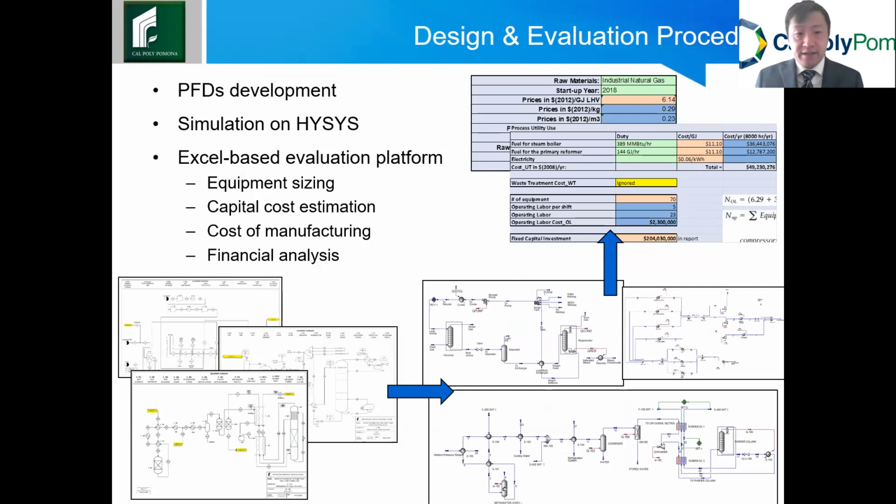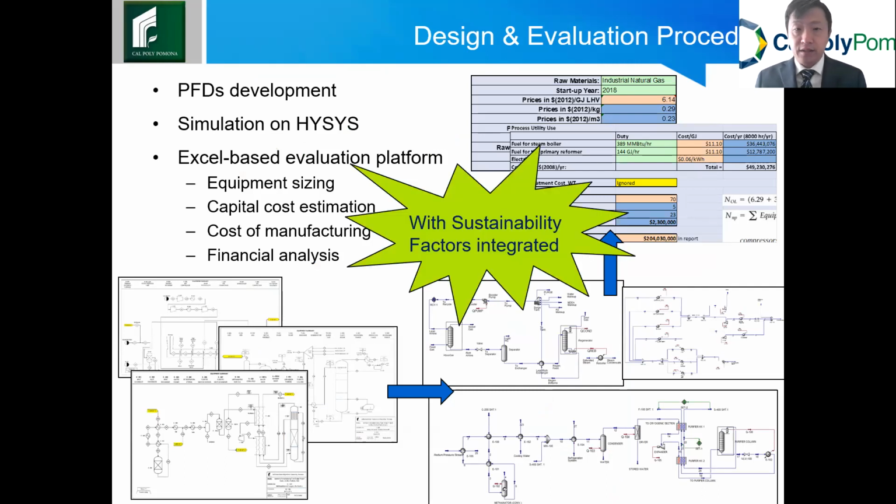So the procedure is like this. We have the PFD, we go through the process simulation, and we go to the Excel-based assessment method. Those Excel sheets have already included all these sustainability factors. And then, for example, we can compare the break-even cost for ammonia, comparing the traditional one and the new technology apples to apples.